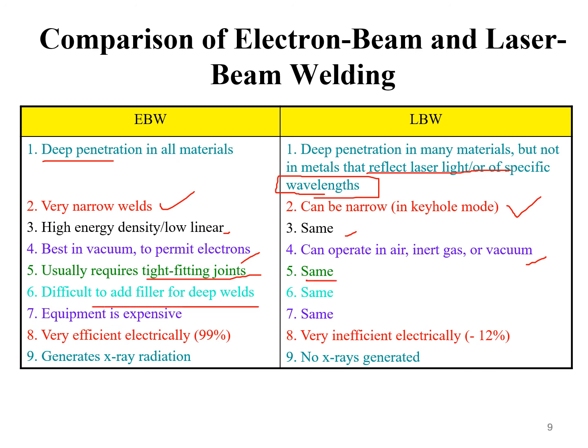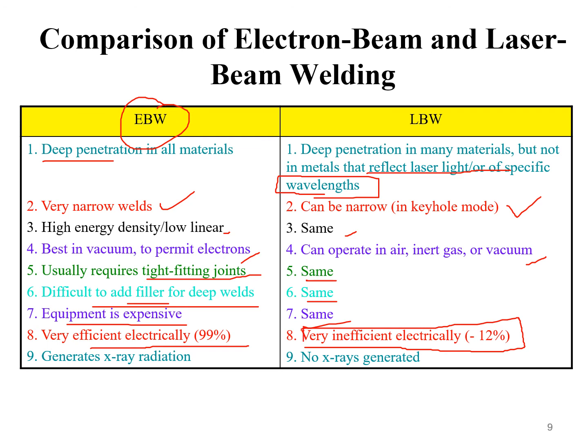Difficult to add filler for deep welds. In case of EBW, it's difficult to add fillers. Same for LBW. Equipment is expensive. Here also equipment is expensive. EBW is very efficient electrically, while LBW is very inefficient electrically, up to 12%. EBW generates extra radiation, whereas LBW does not generate X-rays.